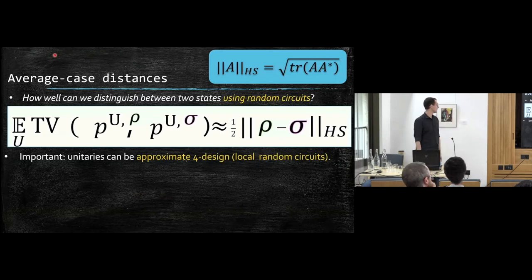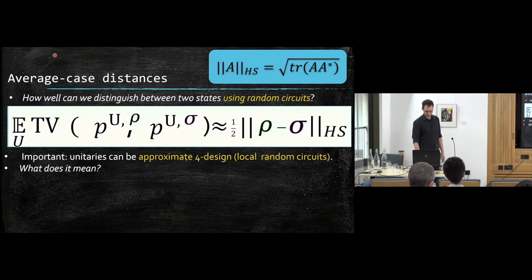So this you can think of basically as just local quantum circuits. There are some constructions that use just O(n) depth that can achieve this property.